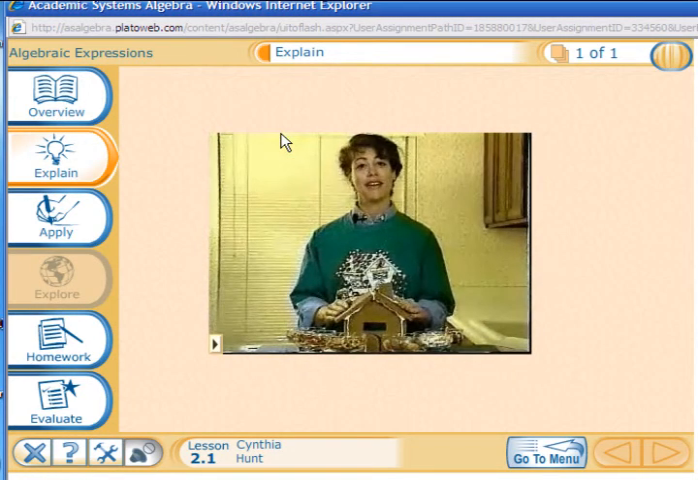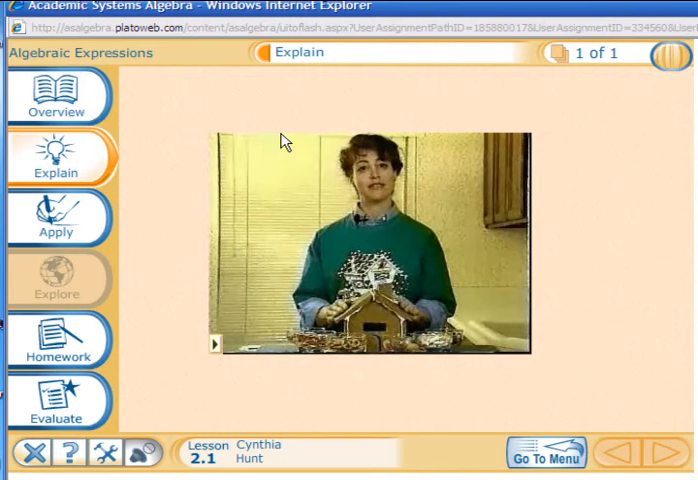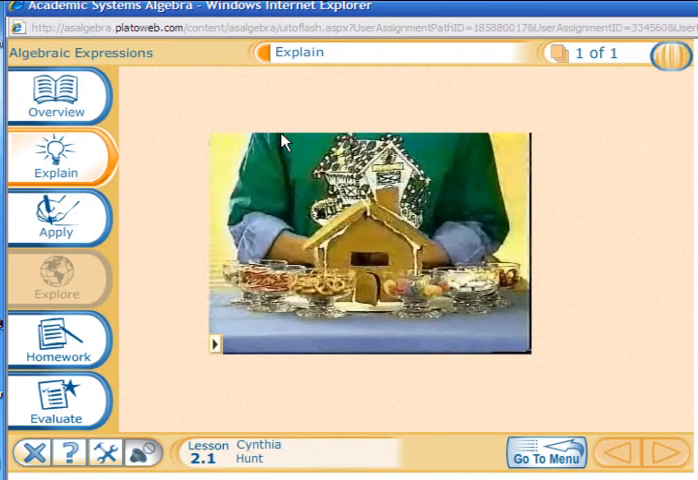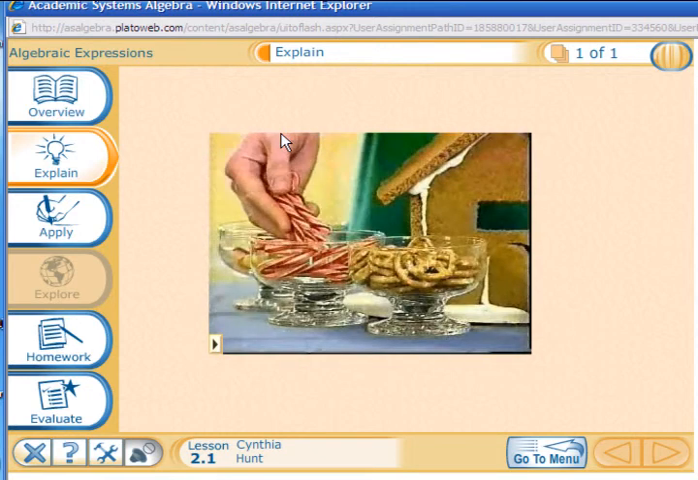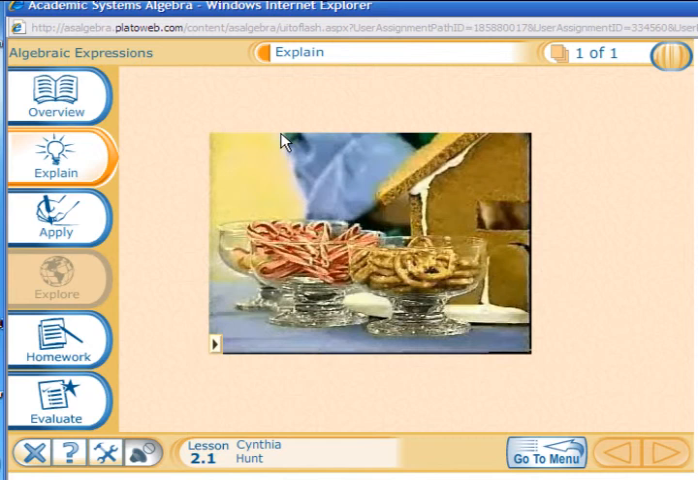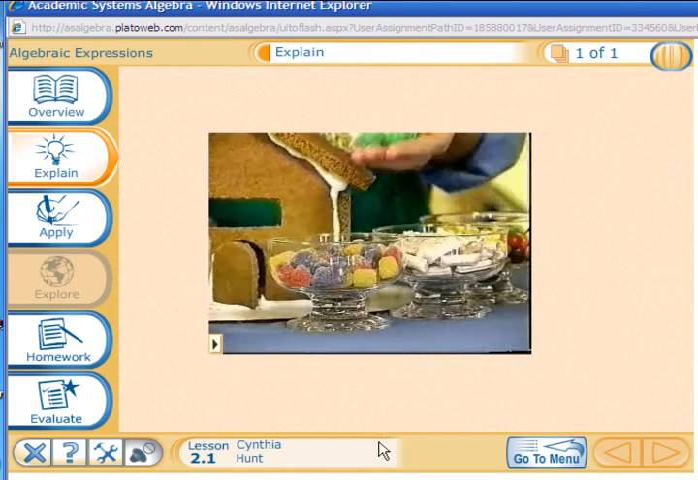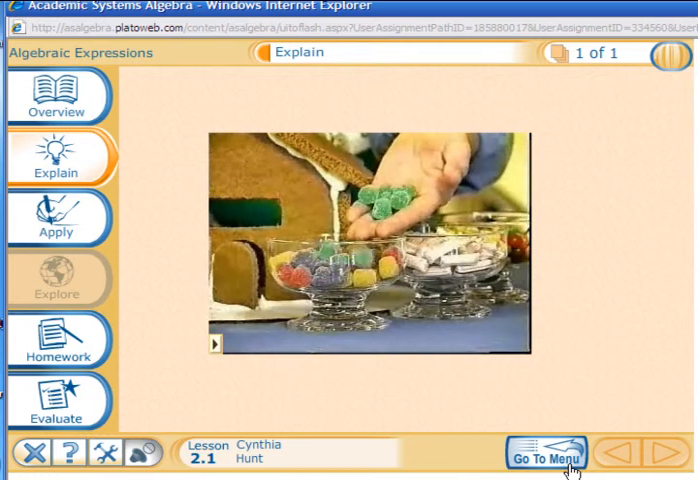Welcome back. Now we're going to decorate our gingerbread house. Making piles of similar candies makes them easier to see and choose. We can use these red and white candy canes on the roof. The pretzels look like a fence. And these green spice drops make good landscaping.